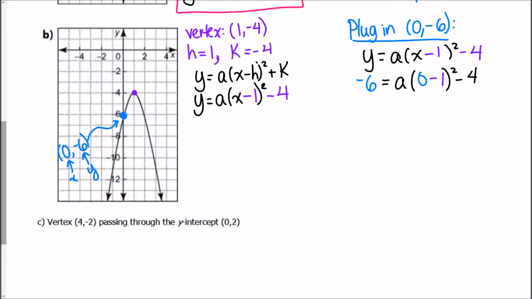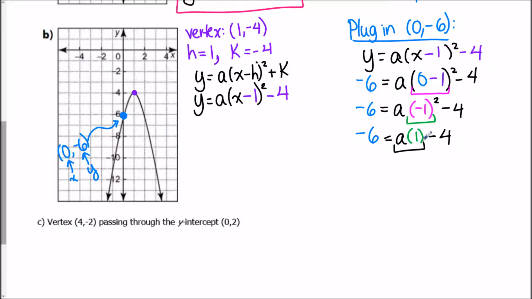To follow order of operations, I'm going to figure out what these numbers are. So here in my brackets, I have 0 minus 1, which is negative 1. So this ends up being negative 1, and then I still have to square it, minus 4, and then I'm going to copy down the a, and I'm going to copy down the negative 6. Okay, now I need to square this negative 1, and negative 1 squared means negative 1 times negative 1, which is positive 1. So I end up getting negative 6 is equal to a times positive 1 minus 4.